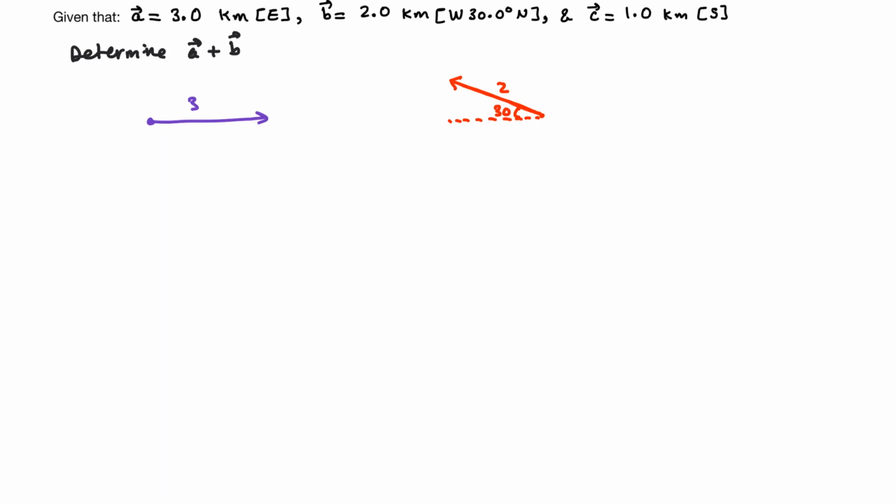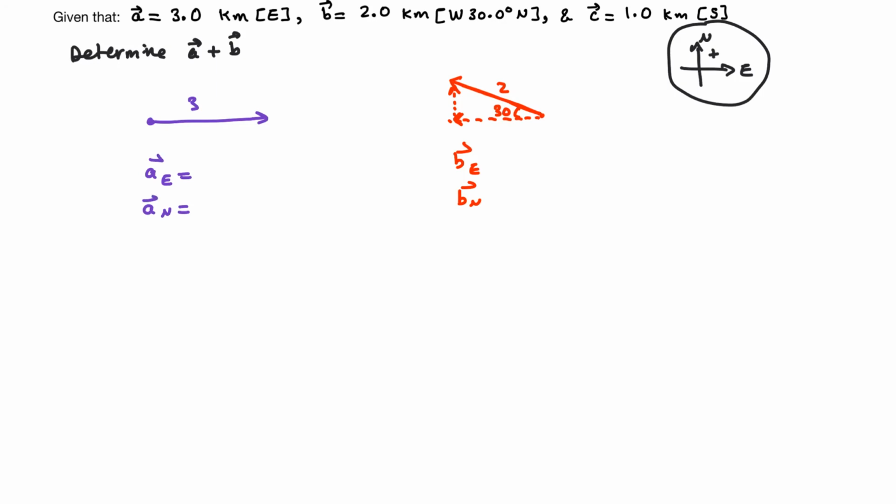The angle here is 30, so we're going to draw this component and this component, and we're going to have our direction to be positive east and north here. I'm going to go through the first few steps that we did previously pretty quickly. We are going to break this down into its components, A east and A north, and we're going to have vector B east and B north as well. For A east here, it's moving in the east direction, positive, so I'm going to put in 3. For the north direction, it's not moving in the north direction, so it's going to be 0.